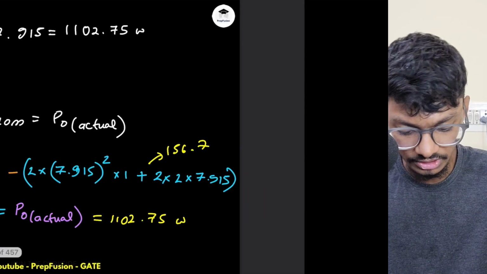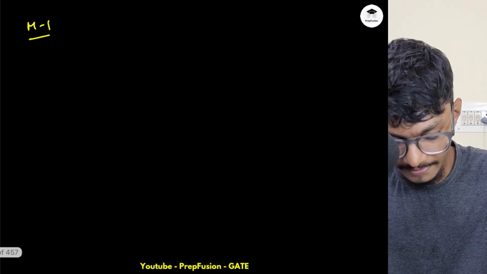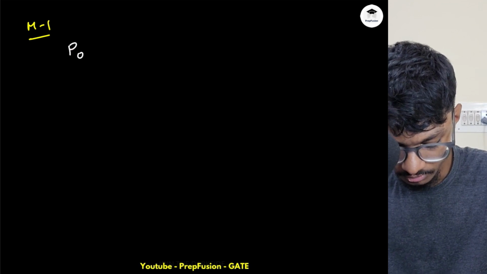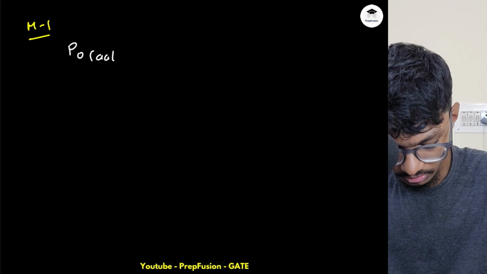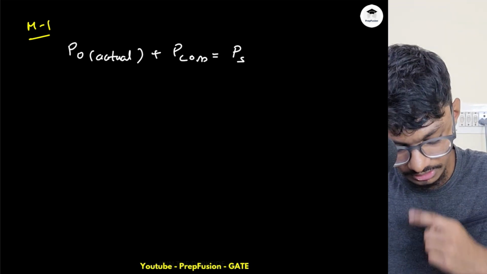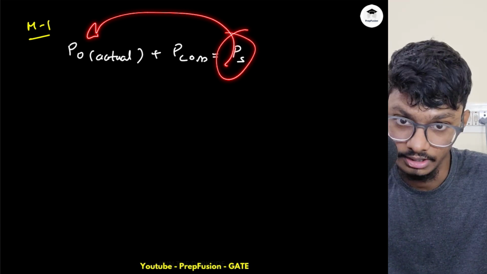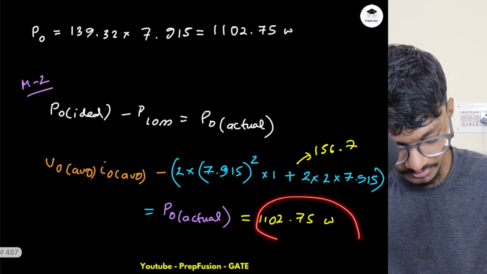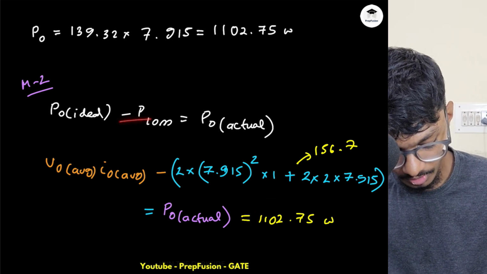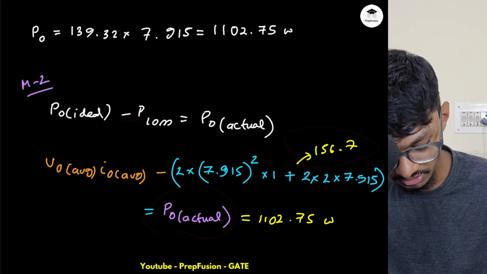Now what do we have to compute? We have to compute the power factor, right? So for the power factor you can again use 2 methods. Method 1 is simply that you compute the load power, PO actual, plus P loss, which will be equal to the supply power. Because your supply has to deliver power to the load as well as the loss. I computed the power to the load, and the loss is 156. So that overall will be actually this only.